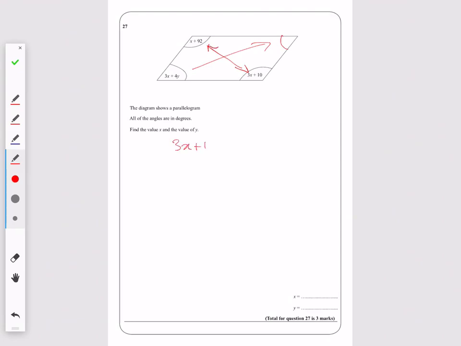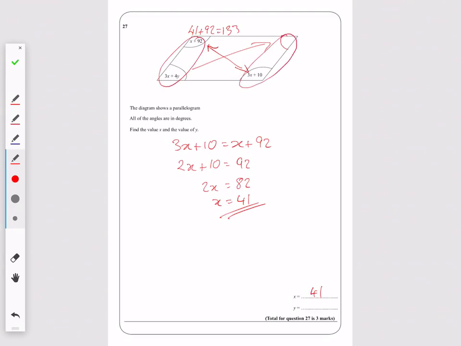So I can do 3x add 10 is equal to x add 92. So take x off both sides. I get 2x plus 10 is equal to 92. So 2x is equal to 82. So x is equal to 41. Once I've got x is 41, I can use that. So put x is 41 into here. So 41 add 92 is 133. And both of these angles here should add up to 180, because these two here would also add up to 180 to give you the full 360. So 180 minus the 133 means that this angle here would be 47.